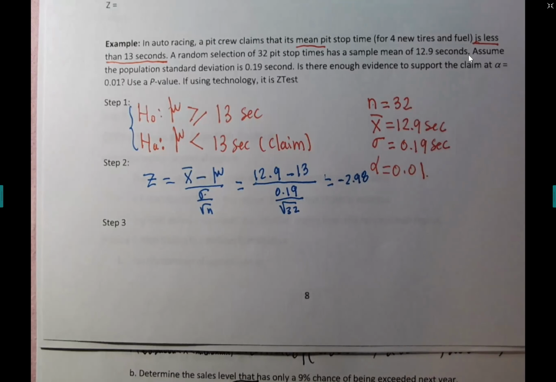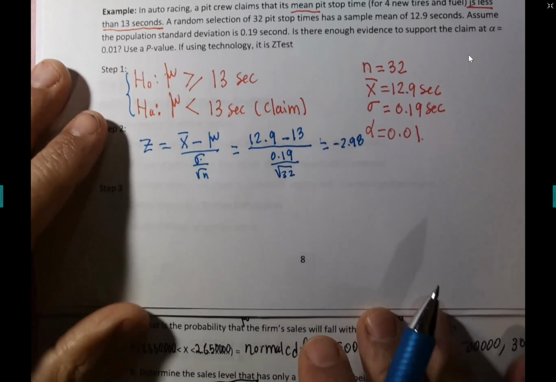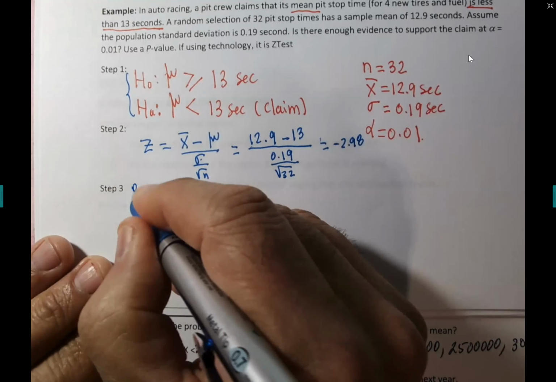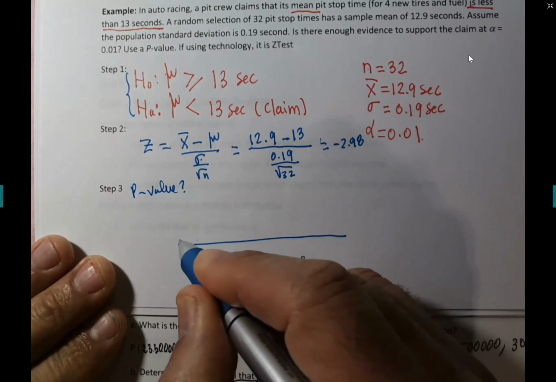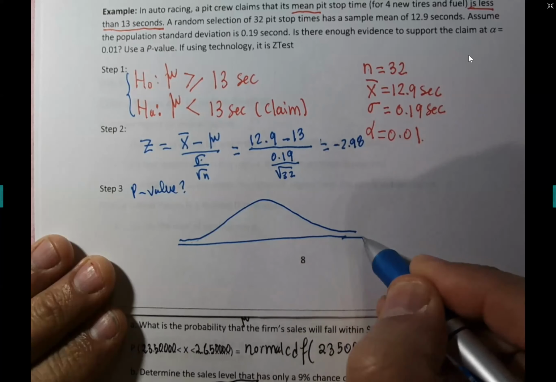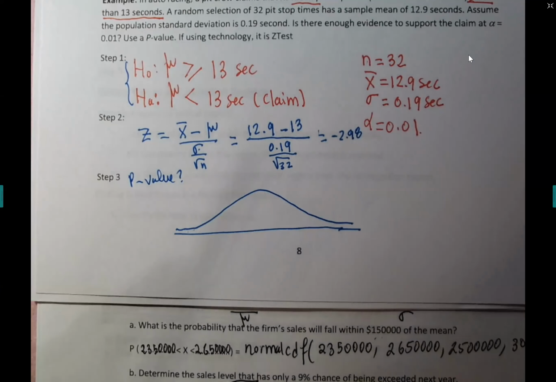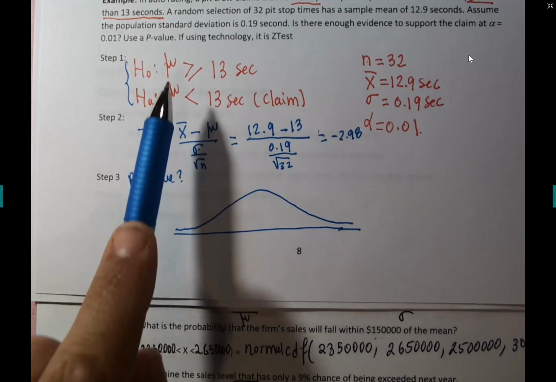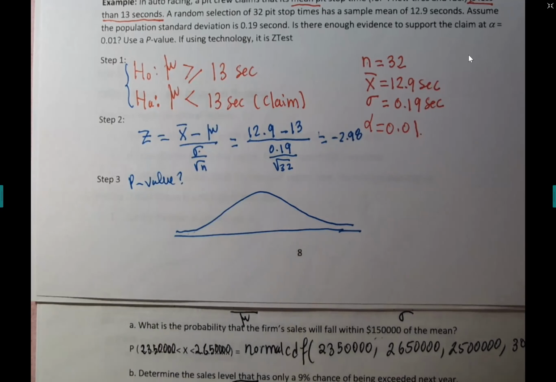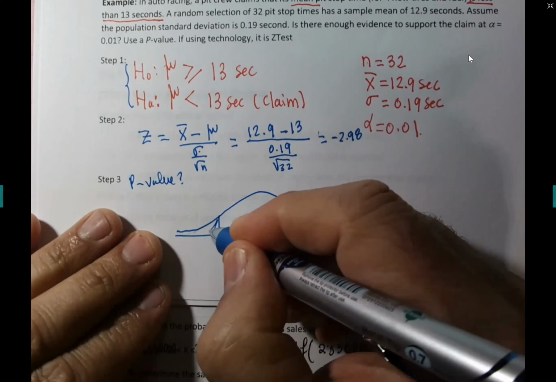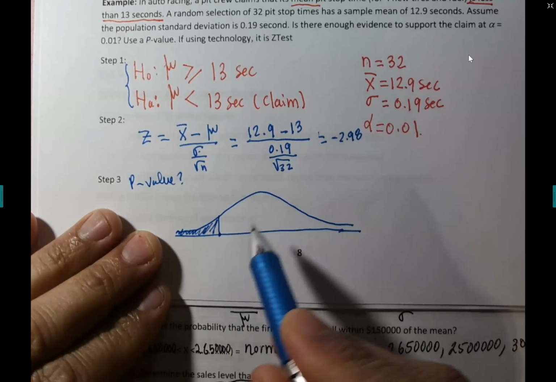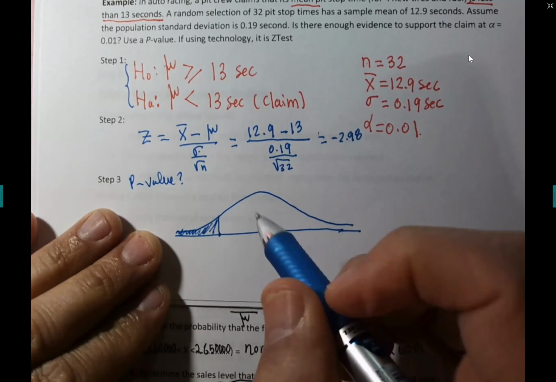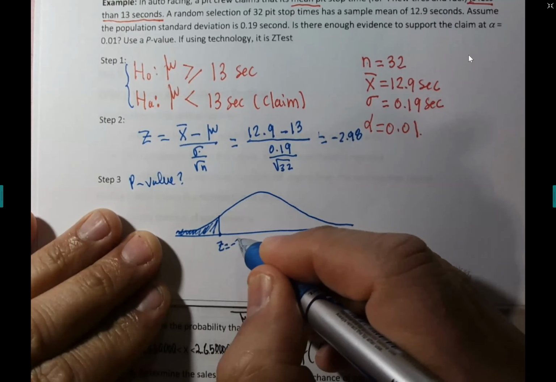Step 3, which is the p-value. Let me show you what the p-value is. I'm going to show you a visual of the p-value. Okay, you draw the standard normal curve. Is this a left tail test, a right tail test, or a two-tail test, guys? Left tail test. That means the p-value is an area shaded to the left. But what is the starting point of this area? It's the z-score that you found in step 2. So you put z equals negative 2.98.